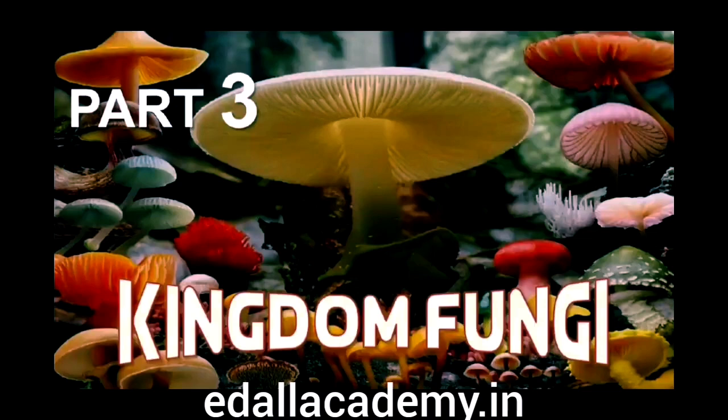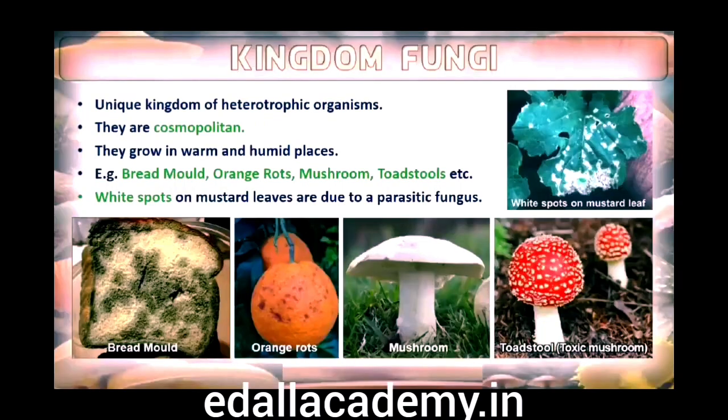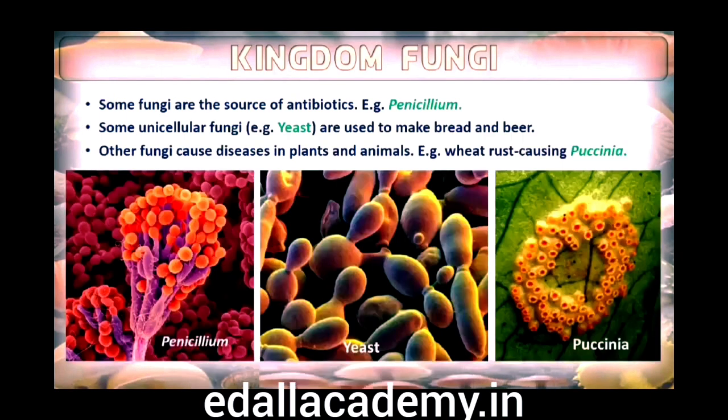2.3 Kingdom Fungi. The fungi constitute a unique kingdom of heterotrophic organisms. They show a great diversity in morphology and habitat. When your bread develops a mold or your orange rots, it is because of fungi. The common mushroom you eat and toadstools are also fungi. White spots seen on mustard leaves are due to a parasitic fungus. Some unicellular fungi, for example, yeast, are used to make bread and beer.